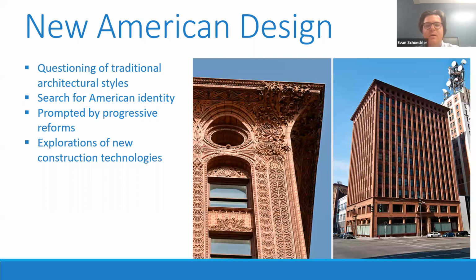This is also related to a search in the United States for a national identity. There was a lot of discussion among architects and designers in this era: what is American style? Some said it should be neoclassical, and others said it should be something totally new, again prompted by these progressive forms. And you'll also see in some of these instances an exploration of new construction technologies. The image shown here is the Guarantee Building, designed by Louis Sullivan, who was one of the proponents of the need for a new architectural style for the U.S.